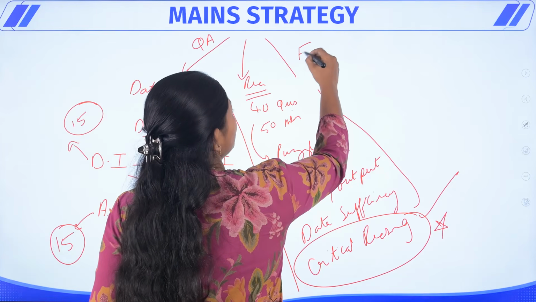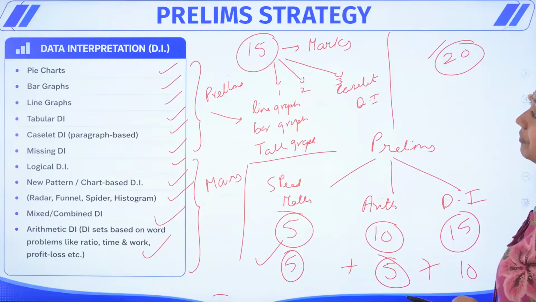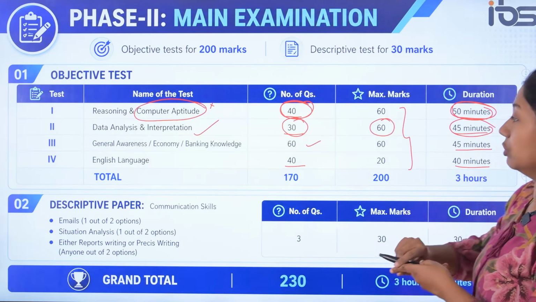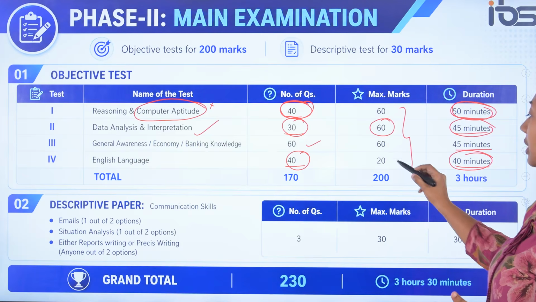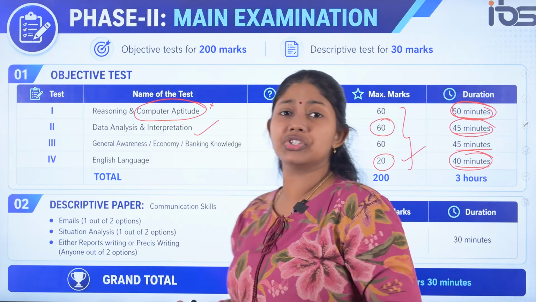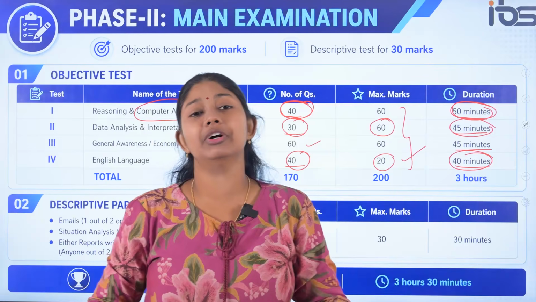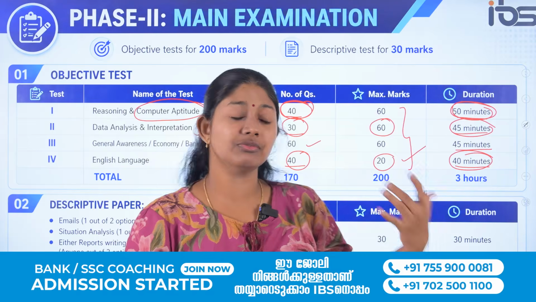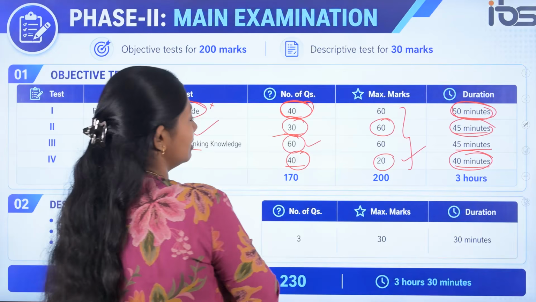Then you have the English portion. If you look at the English weightage, how much English? 40 questions, 40 minutes. That means one question per 1 minute, and marks are 20. In English you also have reading comprehension, two reading comprehensions, a bit lengthy ones, and small short passages, also tone of the author. All these things will be asked. Then coming to general awareness, you have 60 questions, that is 45 minutes.